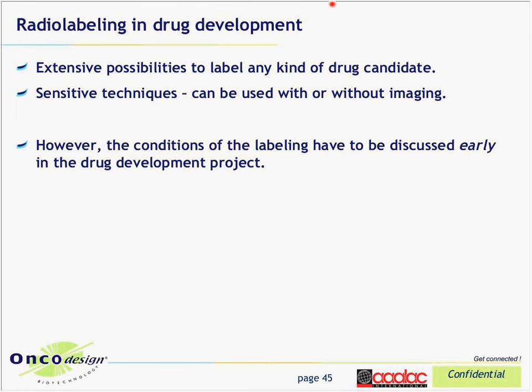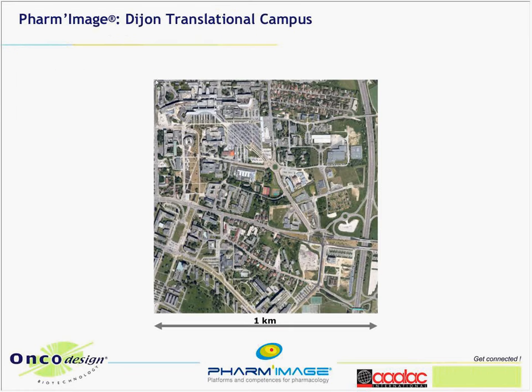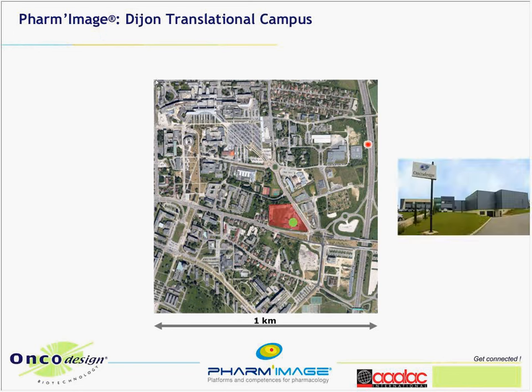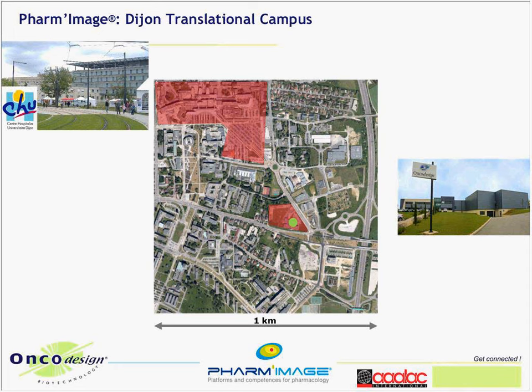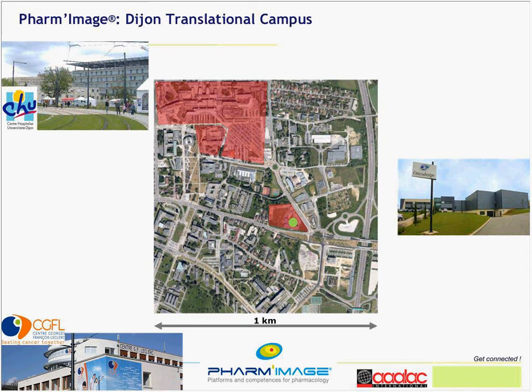To finish with, a slide showing the Pharmimatch consortium, on a surface that is not 1 square meter. You have here Oncodesign, which has a long experience with distribution, pharmacokinetic, pharmacodynamic experiments, a large panel of models for in vivo experiments. You have the hospital and the anti-cancer center.